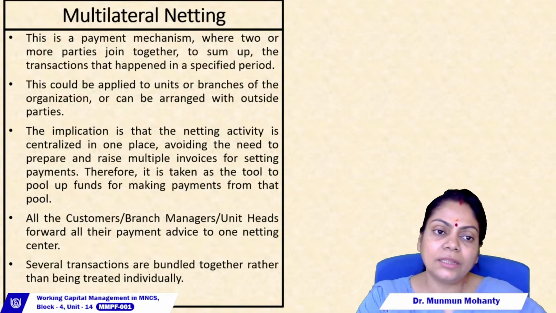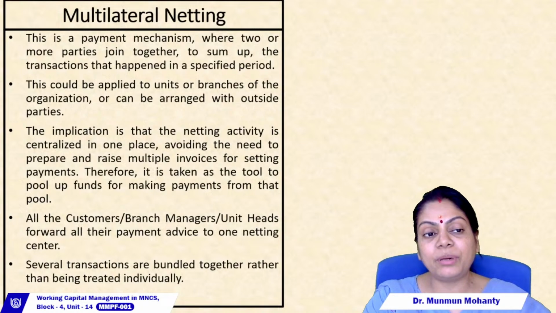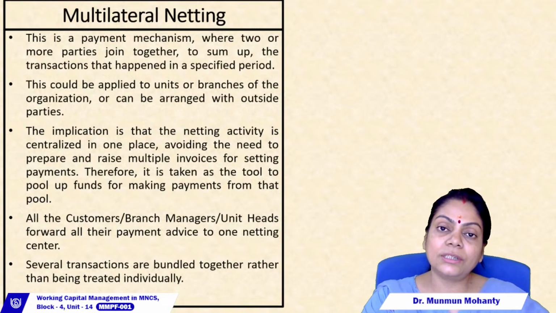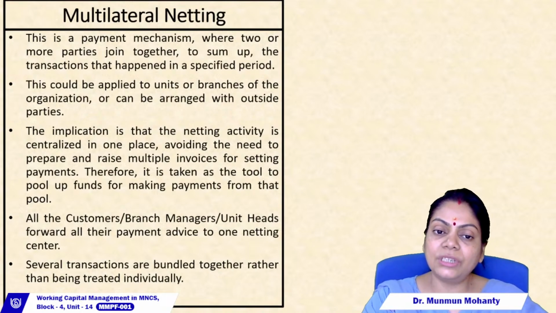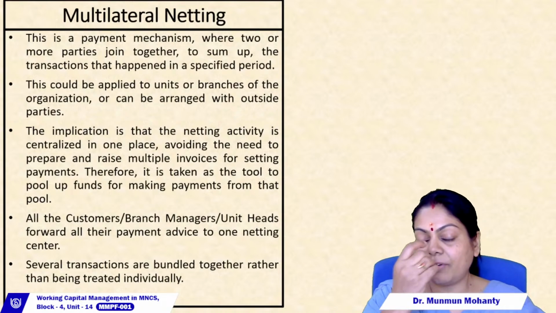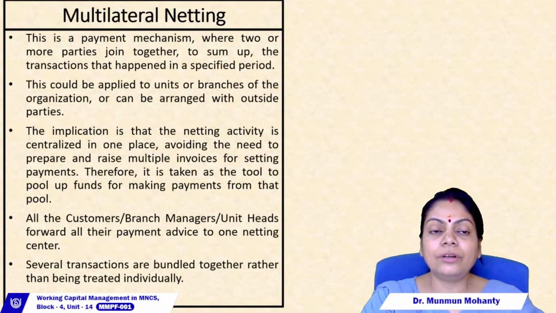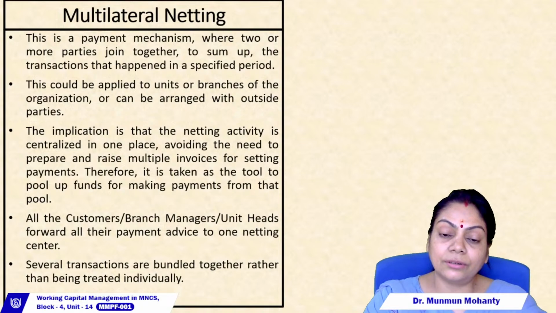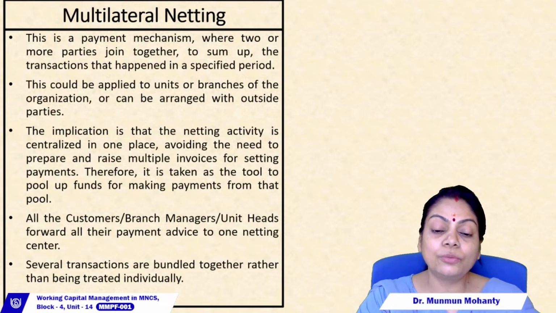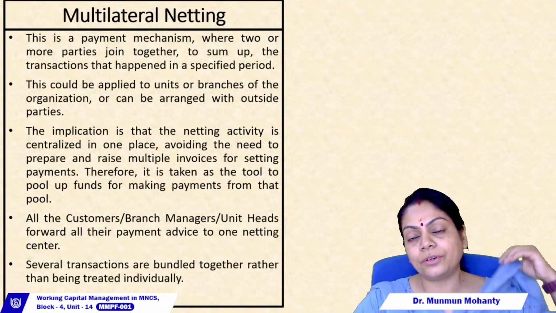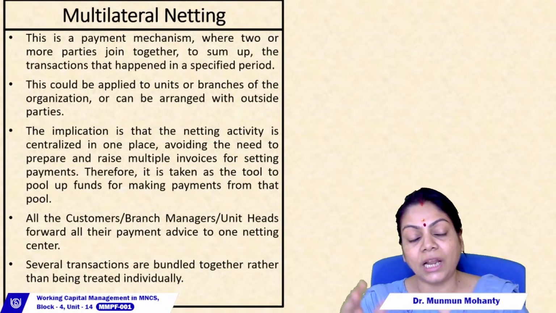Now, you can apply this to single units or the branches of an organization, or you can also do this involving the outside parties. Now, what you try to achieve through this netting activity is that you are centralizing one place where the funds will come, and you are avoiding the need for preparation of multiple invoices for settling the payments. Now, it is taken as a tool to pull up the funds for making payments from that particular pool. So basically, you try to centralize all the forms of collections, and the cash inflows are centralized at one point of time.